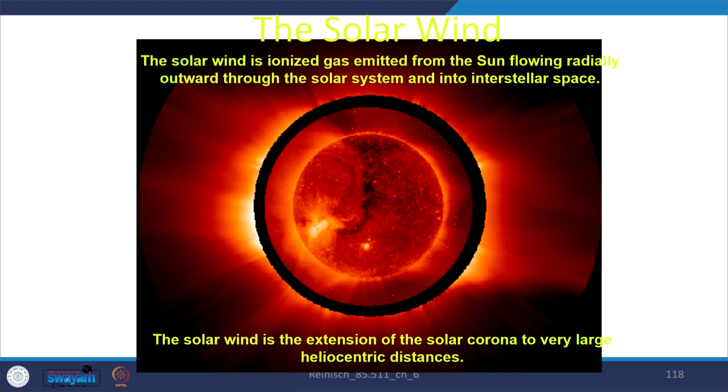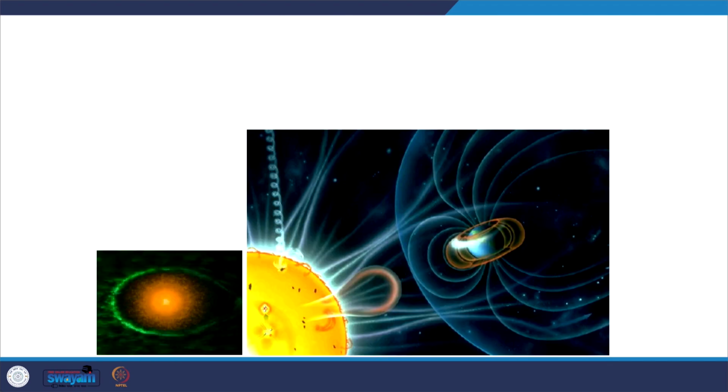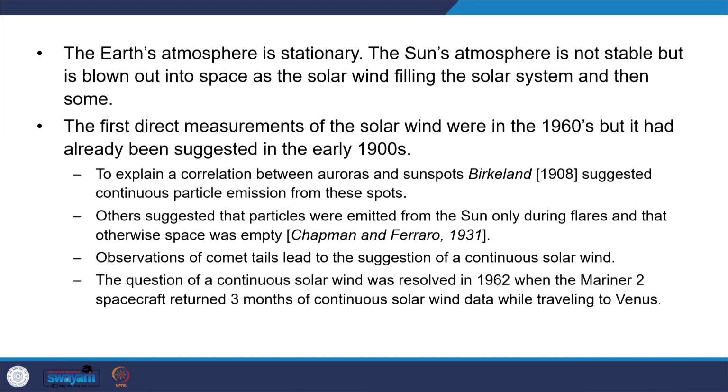So, the edges of the solar system are governed by the extent to which solar wind is able to push the interstellar plasma outwards. This being a fluid, it exerts some pressure, of course. Whenever this pressure is equal to the interstellar medium pressure, we form a boundary which we call the solar system. Right. So, solar wind is a very important piece of information for understanding this whole system. Earth's atmosphere is stationary. The sun's atmosphere is not stable, but is blown out into space as the solar wind, filling the entire solar system, and then some more.